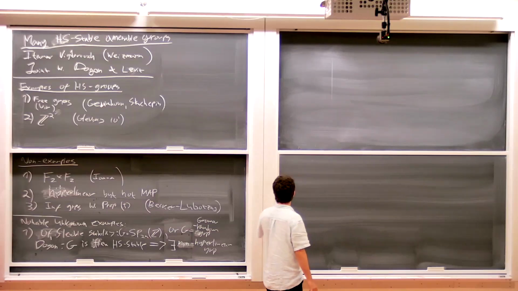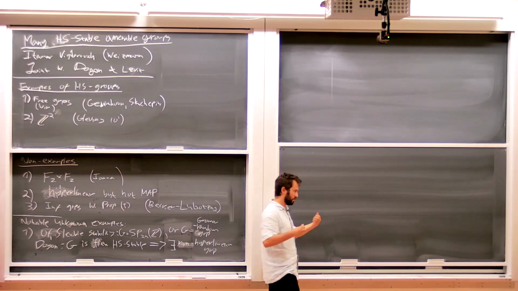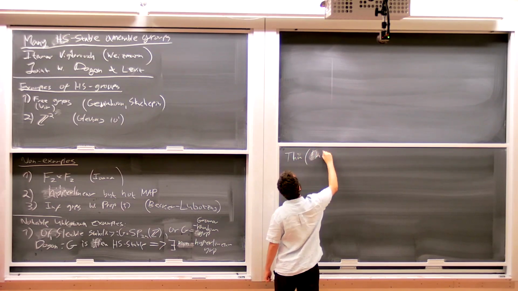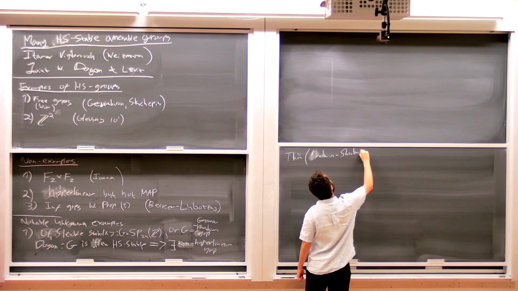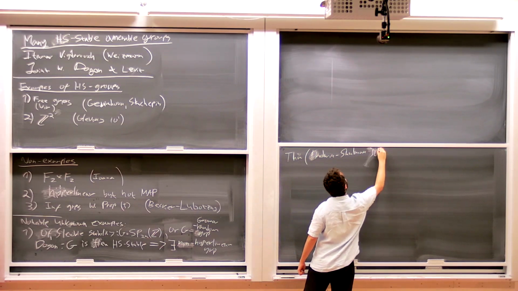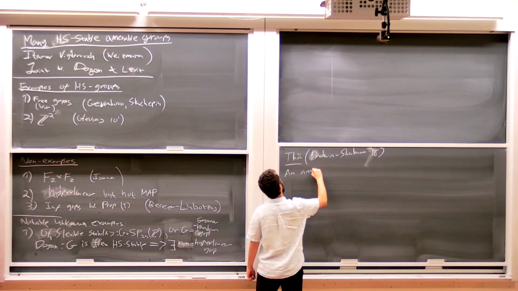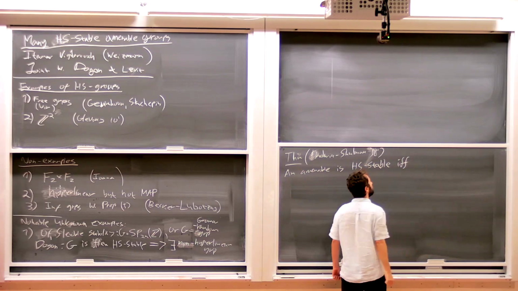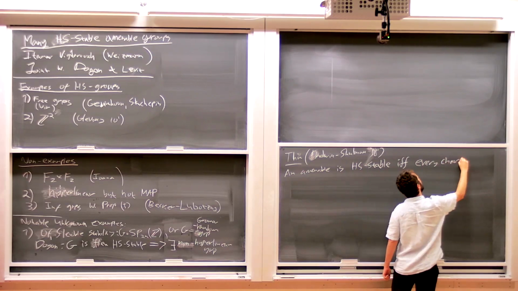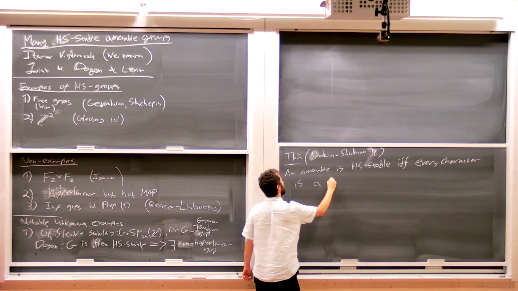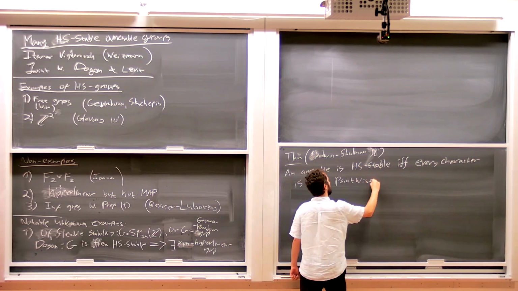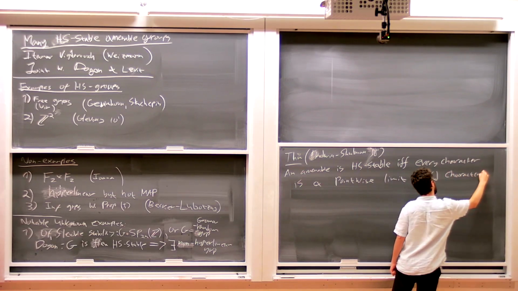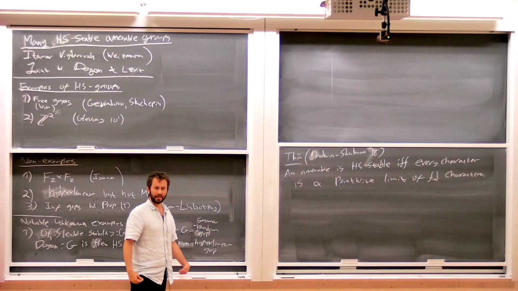There's no general theory of how to attack each group. You kind of do it separately. But then the nice theorem that really gives you a characterization, that gives you some new tools, is this theorem by Hadwin and Shulman. It says the following: an amenable group is Hilbert-Schmidt stable if and only if every character is a pointwise limit of finite dimensional characters. And this is something you can more easily work with.